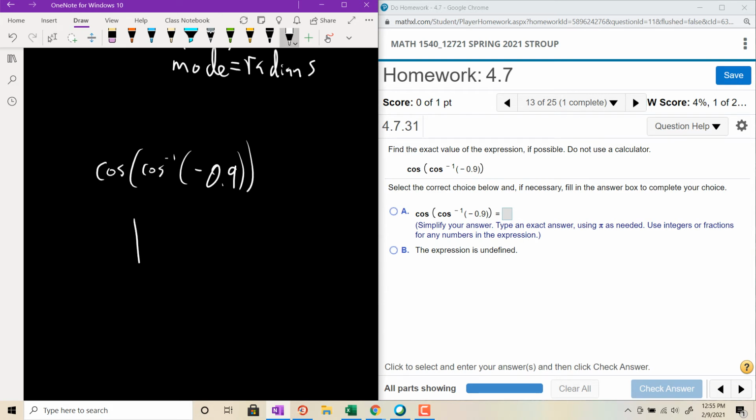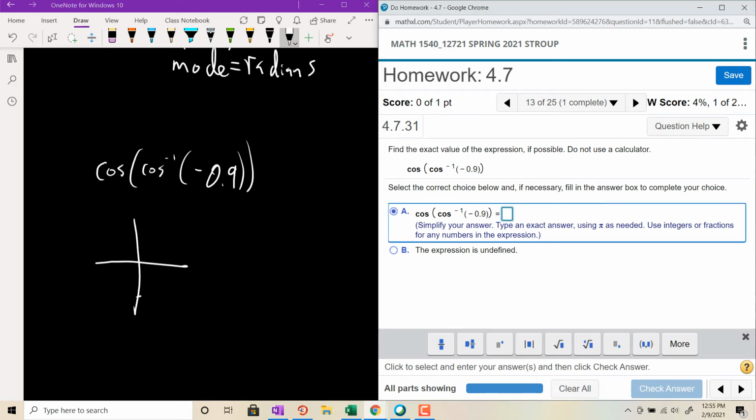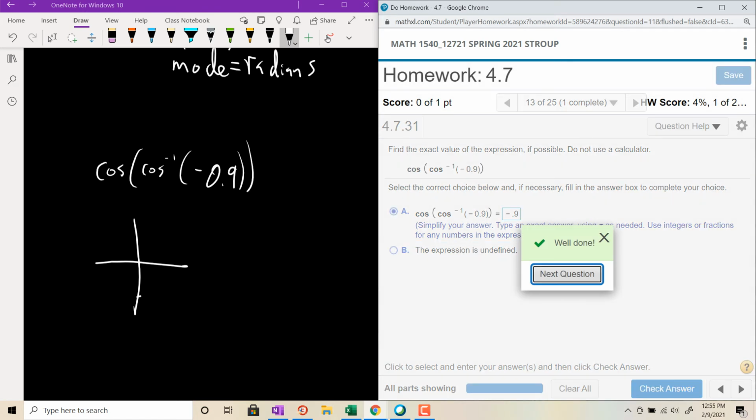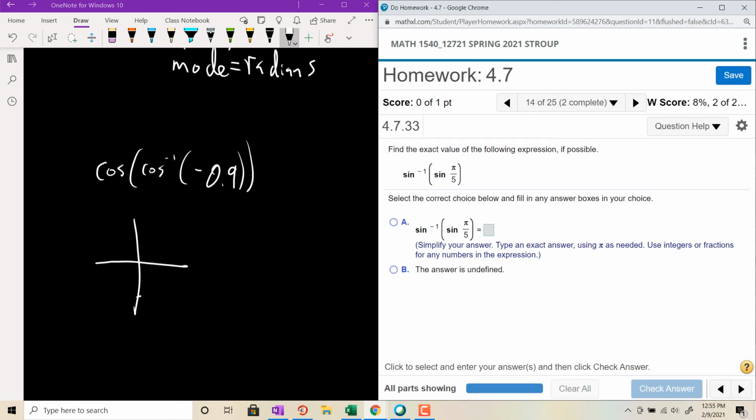Let's see. So the output of cosine inverse is going to be... this is one where it just cancels. So you just have negative 0.9 in here. Let's check the answer. This would just be pi over 5.